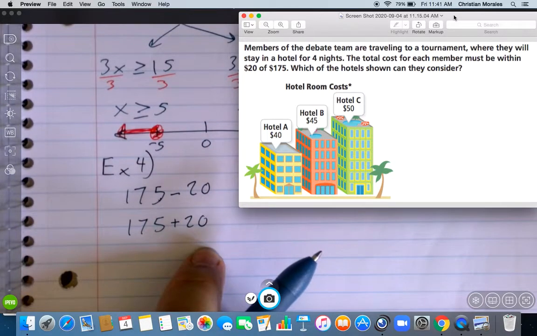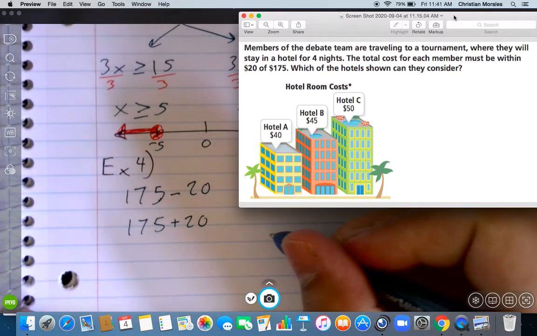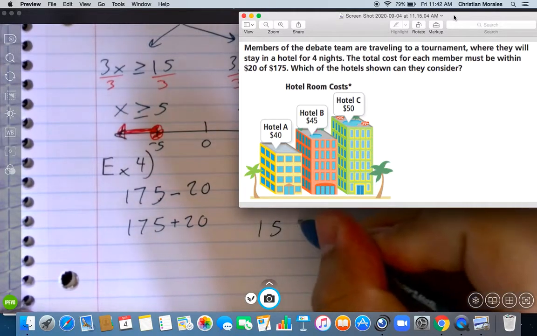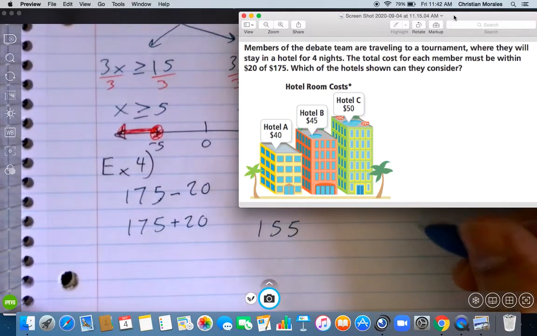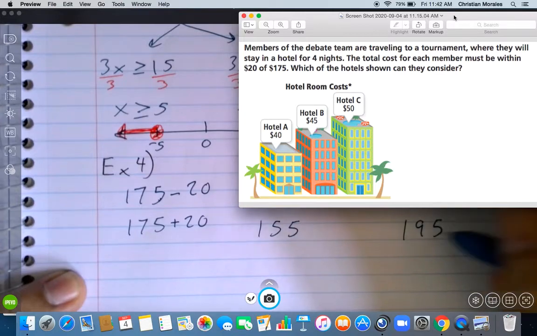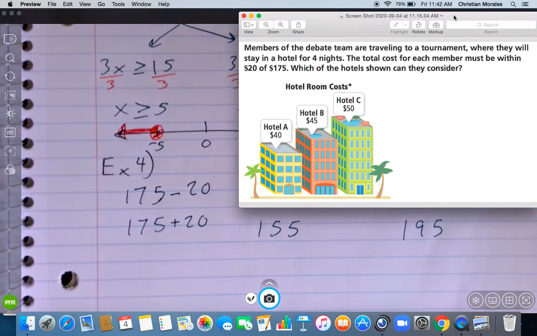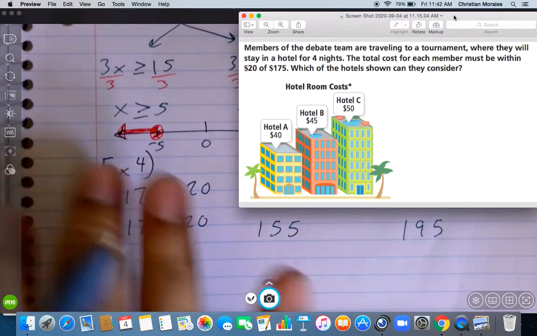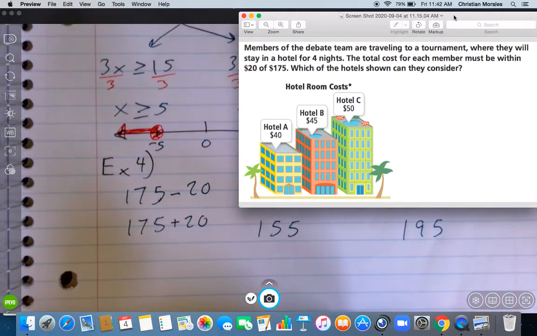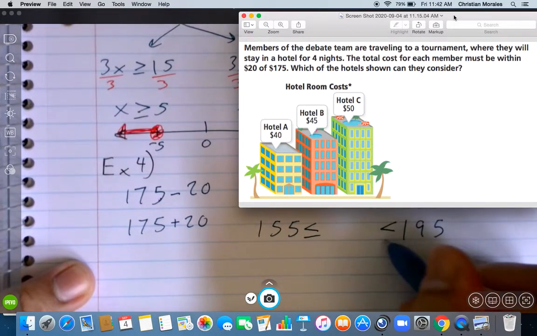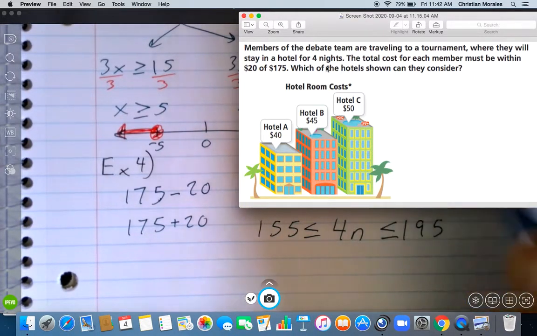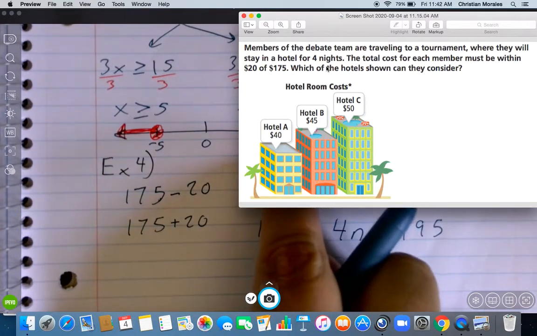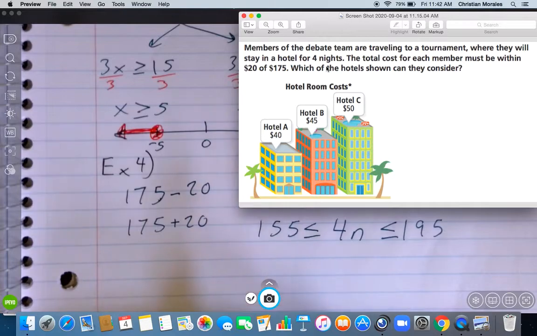So what that really means is your minimum is going to be 155. That's the least amount you can spend. And the maximum amount you can spend is 195. So if you look at the book, it's going to be different, but I like to do it this way. What's the minimum? What's the maximum? And remember, we're trying to spend in between that amount. So they're staying 4 nights. So 4 nights at the hotel. We're trying to figure out which of these hotels is the best option, A, B, C. Which one falls within the budget?